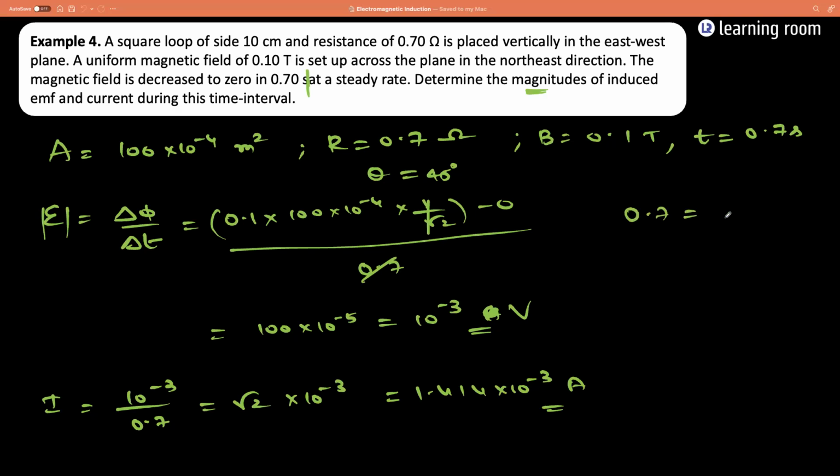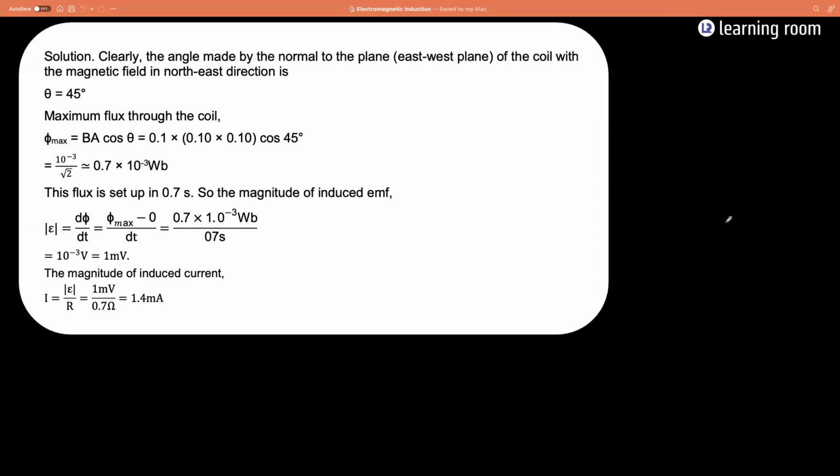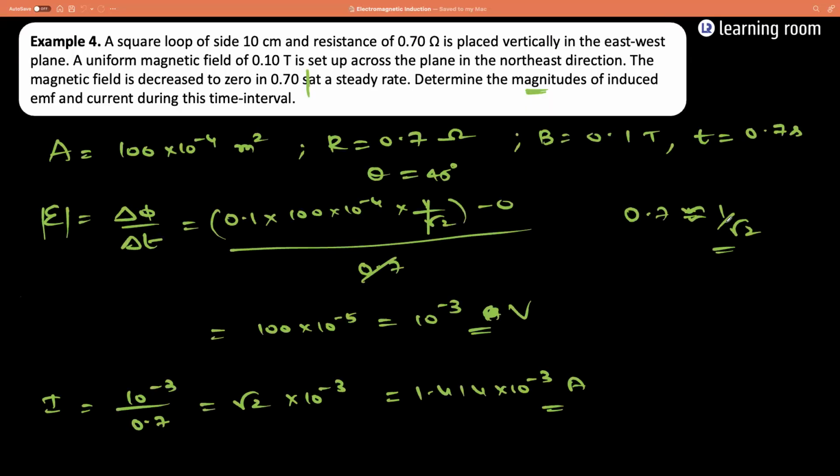So 0.7 is 1 by root 2 approximately, because 1 by root 2 is 0.707. You can approximate it to 0.7. So 1.414 into 10 power minus 3 ampere will be the answer. Am I clear?